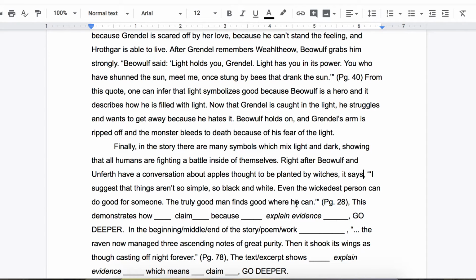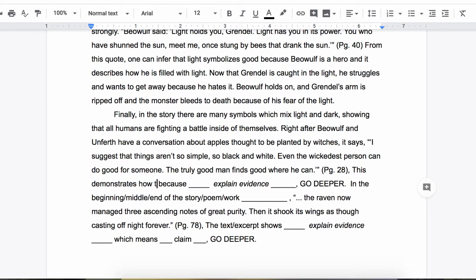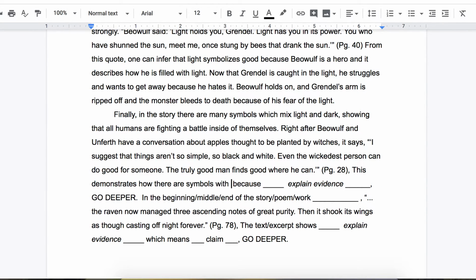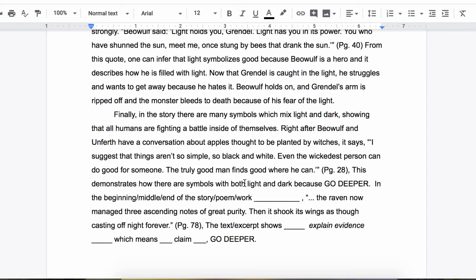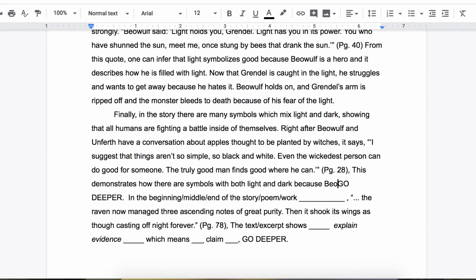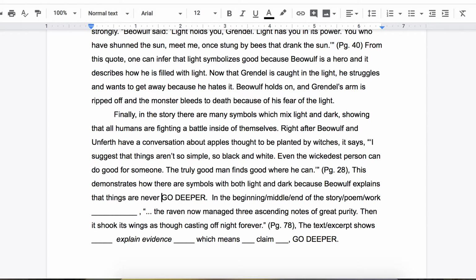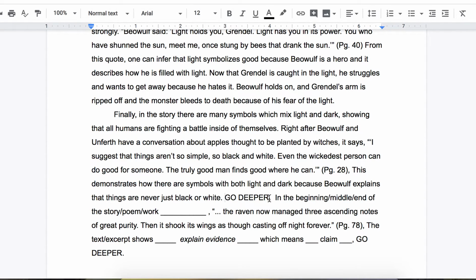It says, I suggest things aren't so simple, so black and white. Even the wickedest person can do good for someone. The truly good man finds good where he can. This demonstrates how there are symbols with both light and dark, because, so what is it in the evidence that's light and dark? Because Beowulf explains that things are never just black or white. Okay? Now we need to go deeper. Why is it important that Beowulf sees that things are not just black or white?